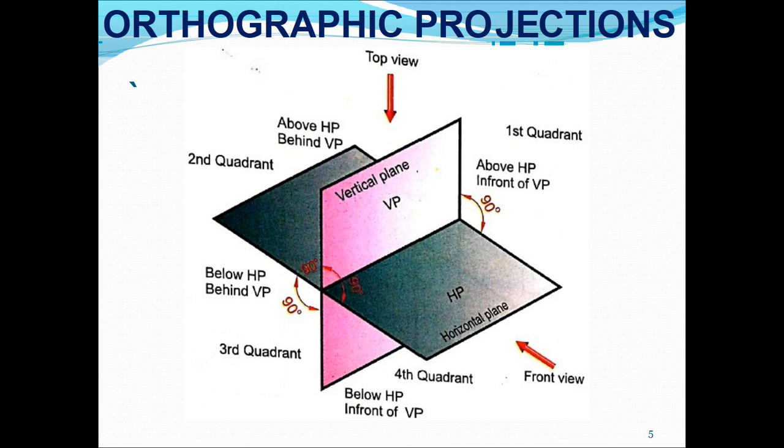So we will be using the first angle projection. How am I going to define it? I will be placing an object somewhere here, which is in front of the vertical plane and above the horizontal plane. I can also tell it like this: the object is placed between the observer, which is the front view, and the vertical plane, or any one of the planes. This is how I give the definition for first angle projection.